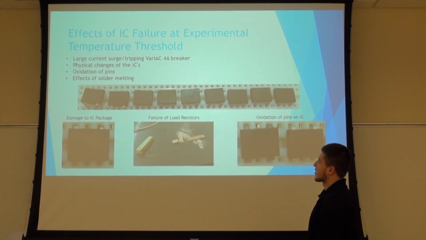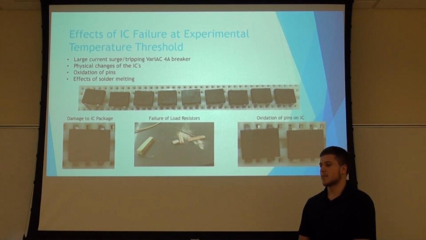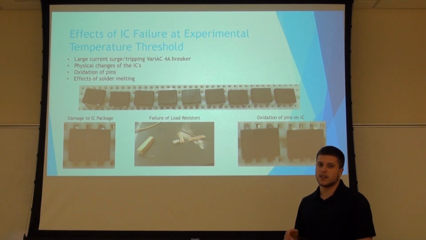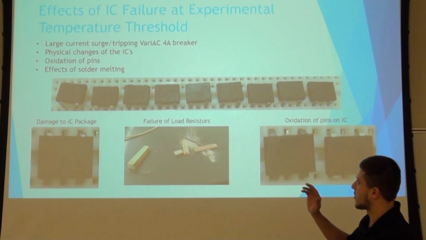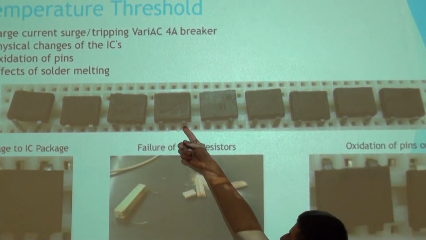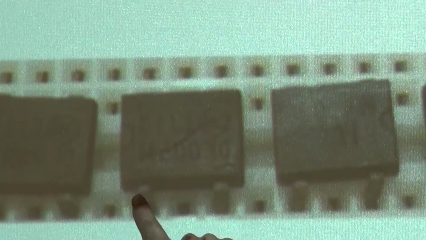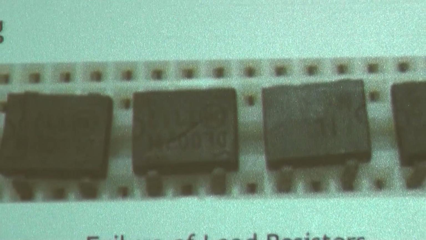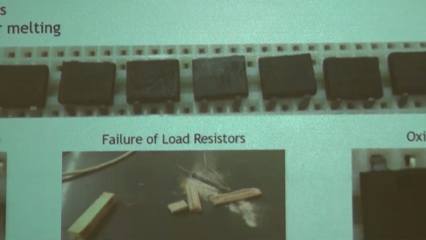Okay, now we're going to look at the effects of the IC failure at the experimental temperature threshold. So what happened right before the chip failed is we had a large surge current going through the variac, which actually tripped the 4 amp breaker. Some effects of the failures of the IC chips can be seen here. This is probably the best picture of one right here. There's a nice crack right down the middle, as you can see there. So that was a big physical change to the chip, which caused the output waveform to distort and then go to 0 as soon as it cracked.